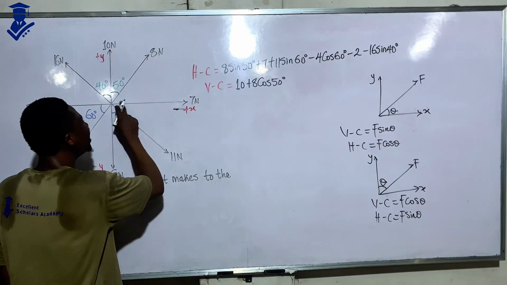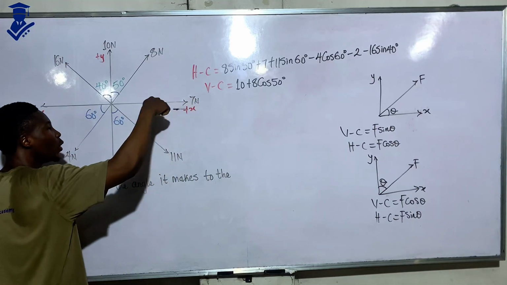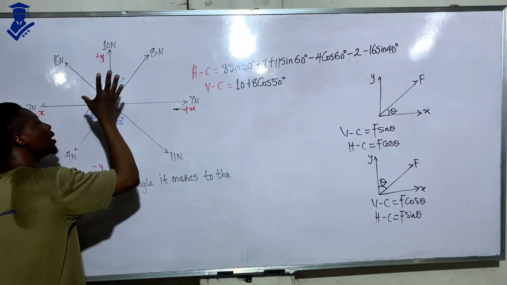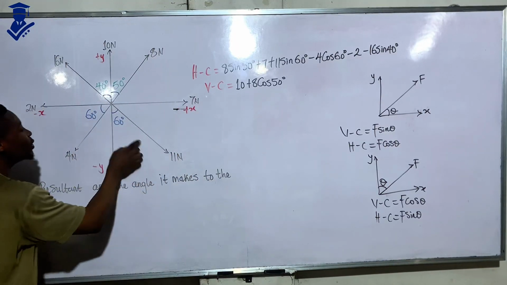Now the next force is your 7 Newton force. This is directly inclined on the x-axis. Alright. So it's not going to be relevant in this case because we are considering our vertical component. Now let's move to the next force.